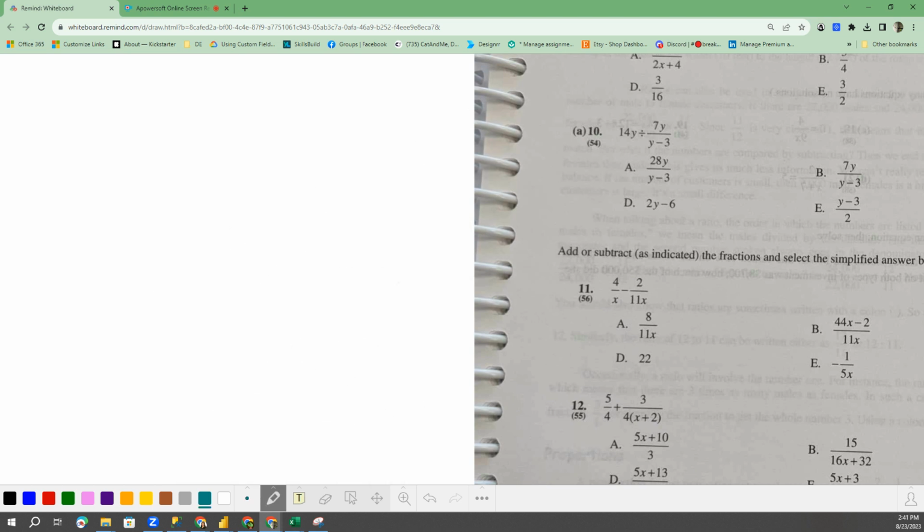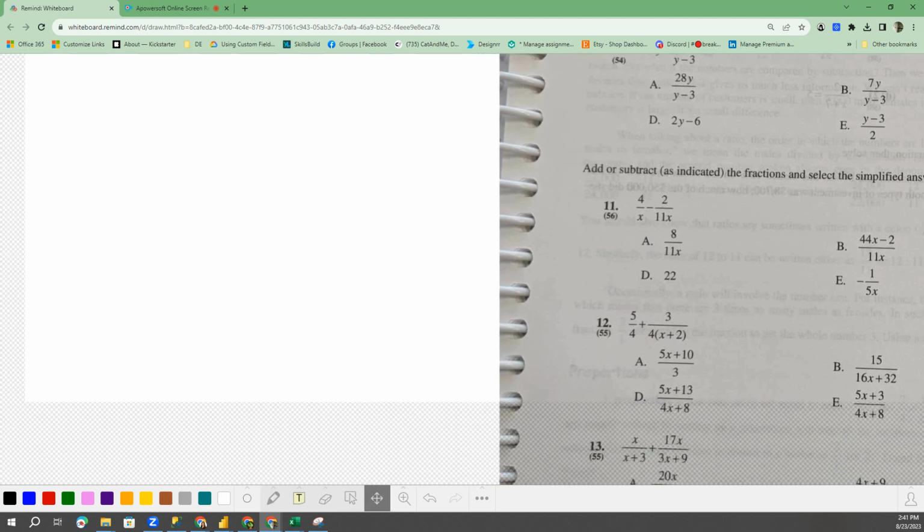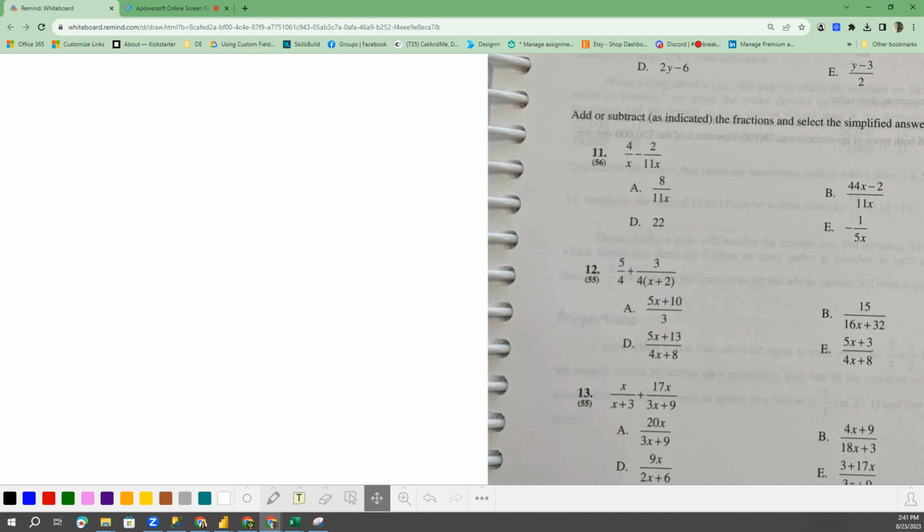All right, next one, number 11. Number 11 is subtraction. Okay, so make sure you have the same denominator. If they don't, then we need to work them out so that they have the same one. Okay, well, they don't, so we need to rewrite this. Okay, so factor out the denominators. So x is just x. 11x though is 11 times x. Okay, we copy the numerators. Okay, and then we circle.